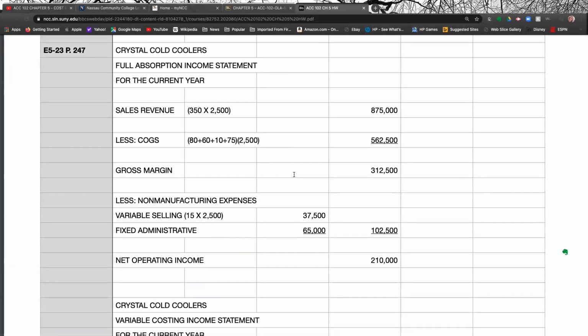Exercise 23. Exercise 23 is asking us to prepare 2 income statements. One the old way, that's full absorption, right? And the new way, which is variable costing. So if we look at the problem, the following information pertains to the first year of operation for Crystal Cold Coolers. They give us a list. And they say, prepare the full absorption costing income statement with the variable costing income statement for the year.